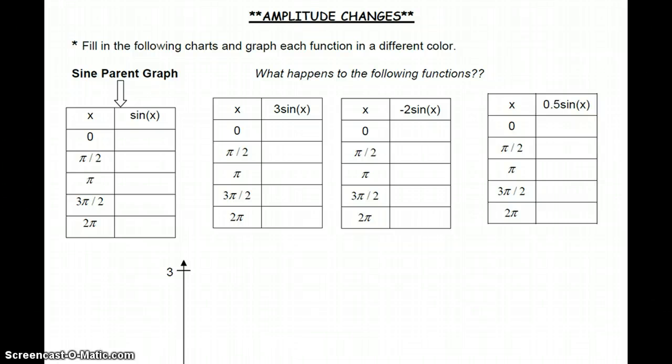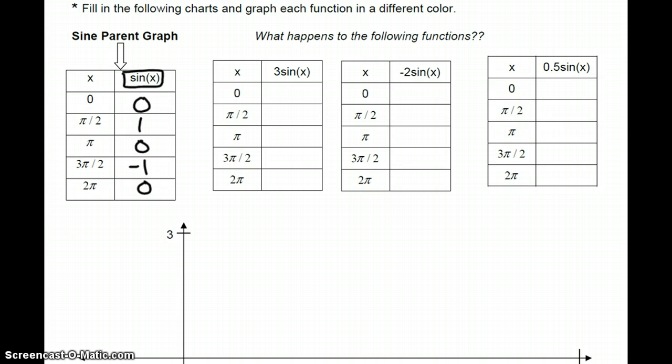This is my sine parent graph. Fill in your critical values on the left here, so a basic sine of x. And I'm going to graph mine in the black pen. I suggest you do yours in a black pen or pencil, and then we're going to do different colors for the other three graphs so we can see the differences. At 0, sine of 0 is just 0, sine of pi over 2 is 1, sine of pi is 0, sine of 3 pi over 2 is negative 1, sine of 2 pi is back to 0. Those are your critical values. Those are the 5 points you plot every time. So go ahead and let's plot those.